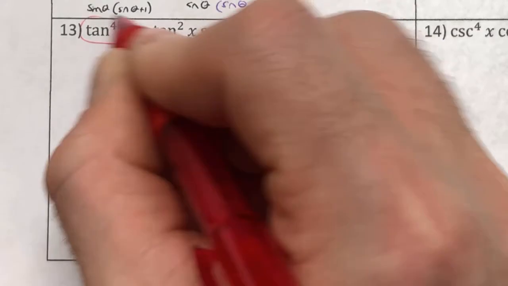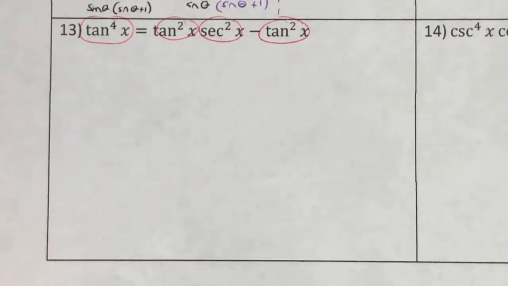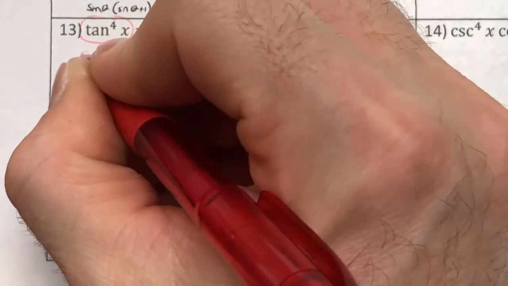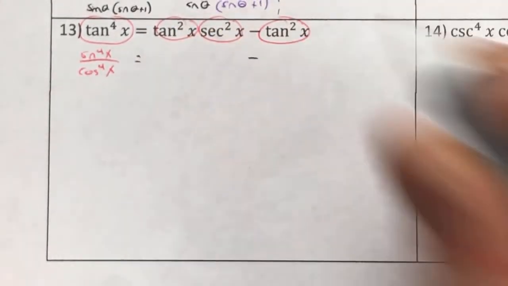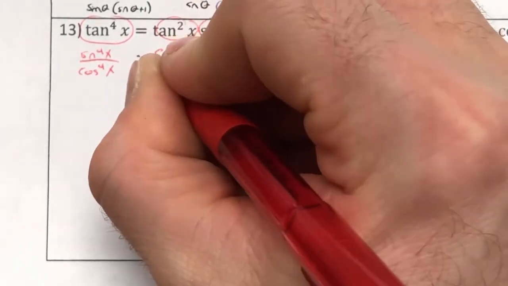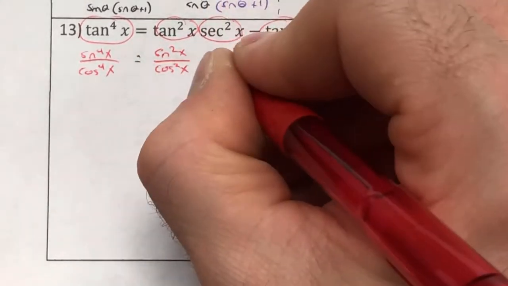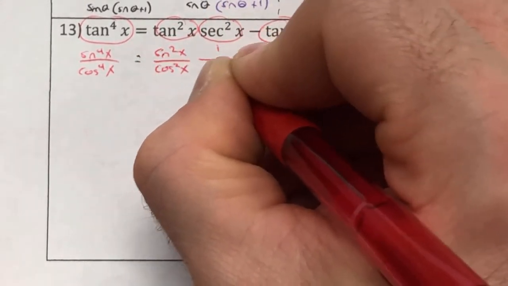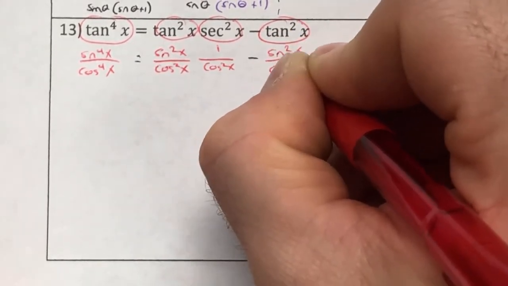However, to keep in line with what we've been doing, I'm going to go ahead and rewrite all of these as sines and cosines. So sine 4th x over cosine 4th x equals sine squared x over cosine squared x. Secant is going to be 1 over cosine squared x, and this is sine squared x over cosine squared x.